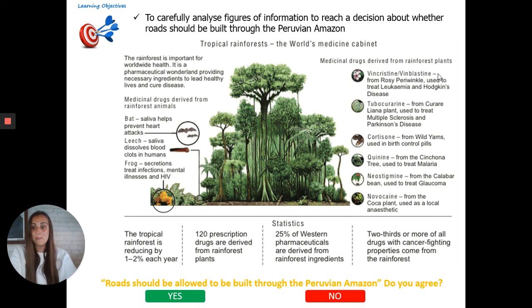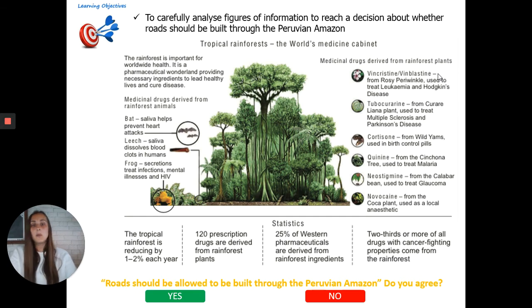So randomly, bats that are found in the rainforest, their saliva have been used to help in medicines that prevent heart attacks. At the bottom there, it says 25% of Western pharmaceuticals, so that's drugs, medicines that are used in the West, all come from rainforest ingredients. So it's really important that this rainforest is protected. Another in the bottom right hand corner, really important, 2/3 or more of all drugs that are used with cancer fighting properties also come from the rainforest.